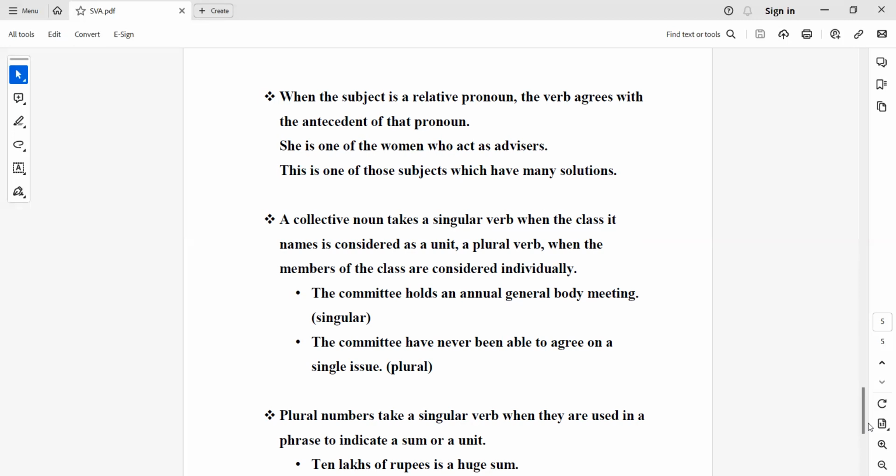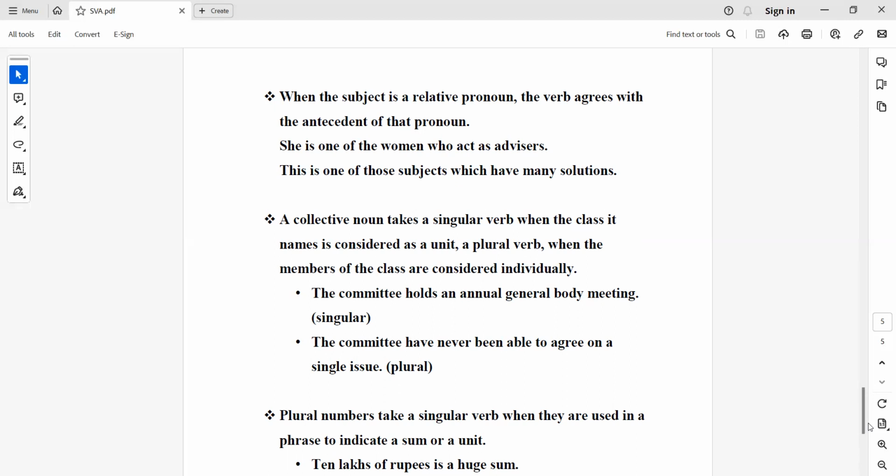The next rule is with the collective noun. The collective noun takes a singular verb when the class it names is considered as a unit, that is a whole unit. Then a plural verb when the members of the class are considered individually. See here in the example, the word which I have used, committee, it functions as both singular and plural.